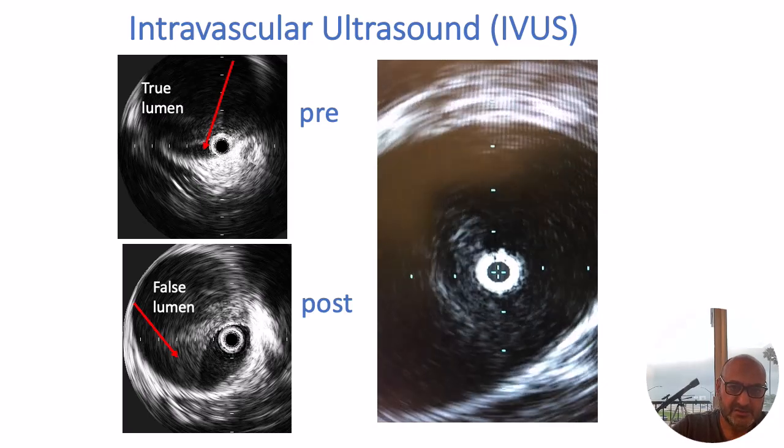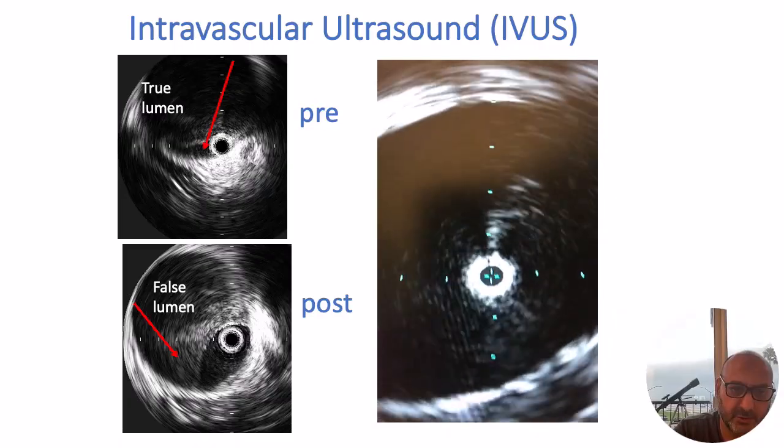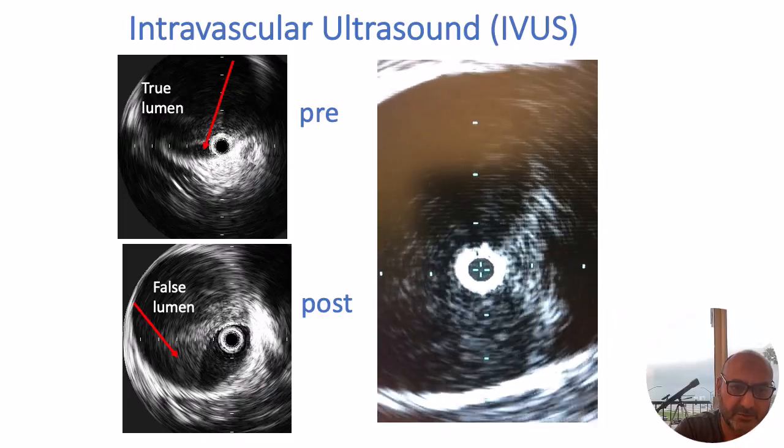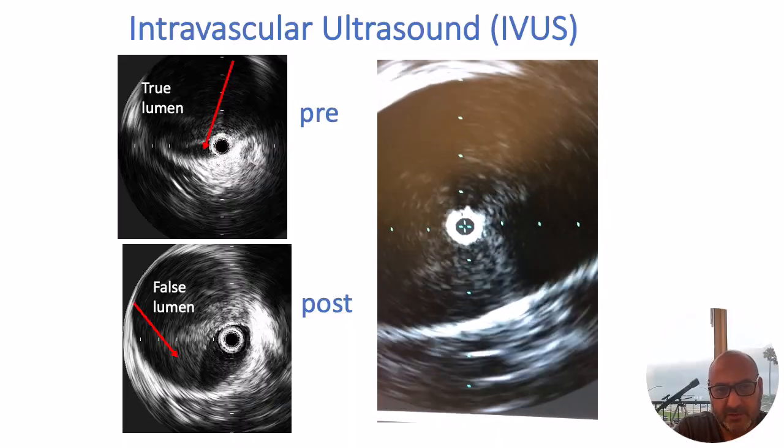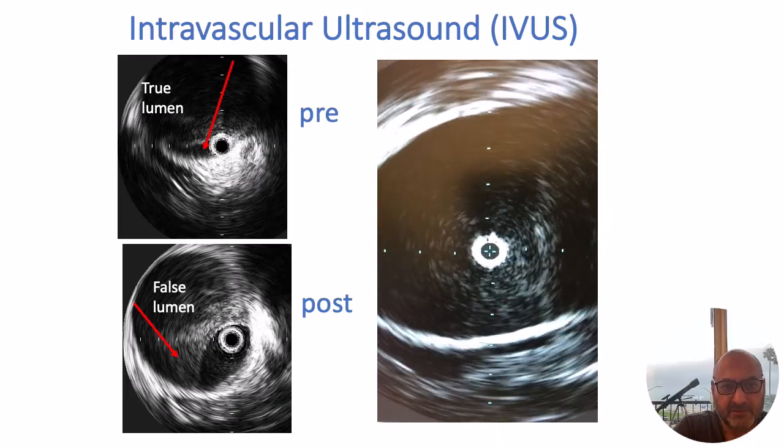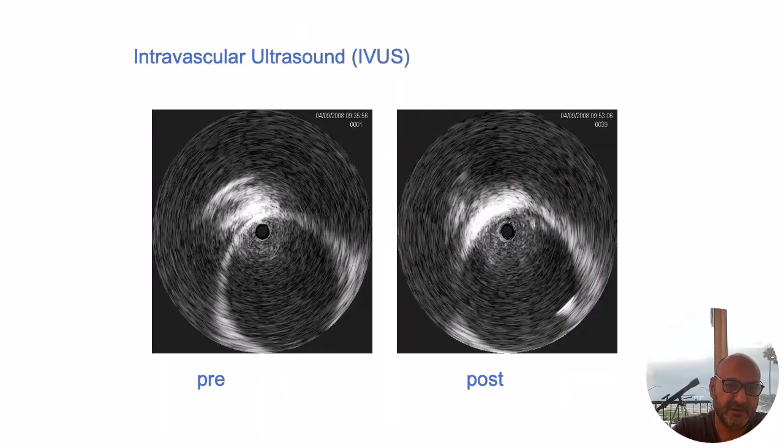And let me show you this IVUS. So you are in the true lumen here. You count the false lumen. Now you're in the false lumen. You see how you come back in the true lumen. Then now you're in the false lumen. It's unbelievable, right now the round structure is in the false lumen, and you see the flap where the true lumen is. So it goes back up and down, in and out of the true lumen if you're not doing IVUS. So you have to be very careful.